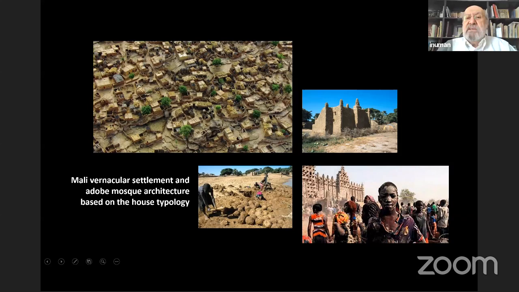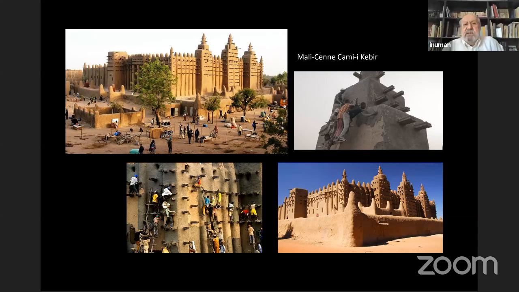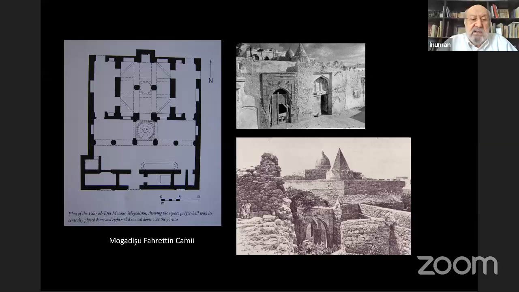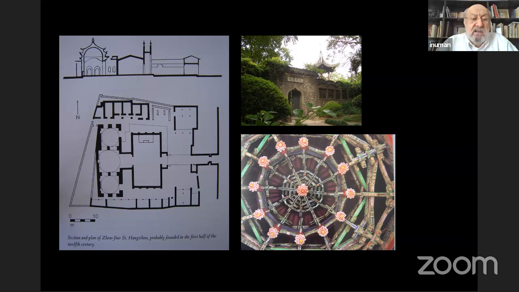When they start building the mosques, they start building according to their vernacular understanding, like the Mali Jami Kebir, Djenné, okay? Or like in Zaire, Juma Mosque in Nigeria. Again, a similar understanding of vernacular architecture exists, or in Mogadishu, or in China, in Hangzhou, the architecture of their houses starts reflecting in their mosque architecture.